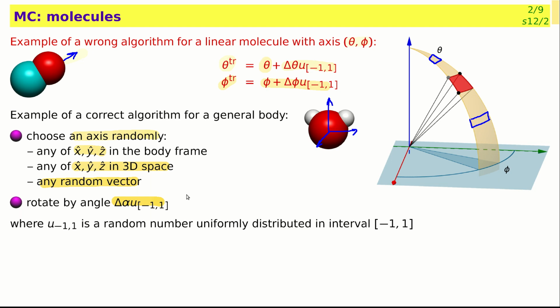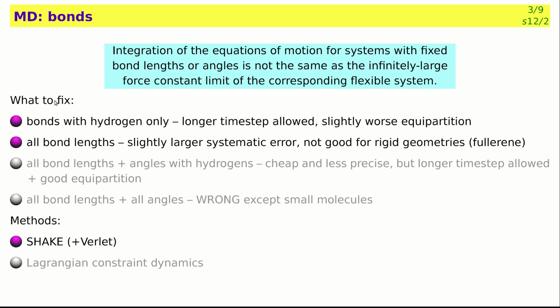And this is reversible, micro-reversible, and it's correct. But let's go back to molecular dynamics with possibly rigid bonds. But it's not so easy. Let's imagine a molecule which has certain bonds which are modeled by harmonic oscillators with certain force constant K.